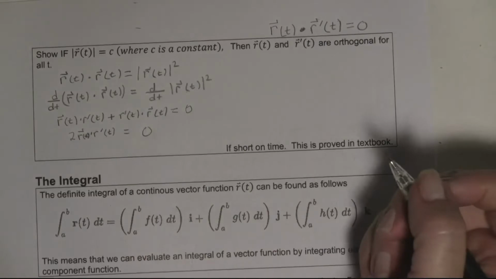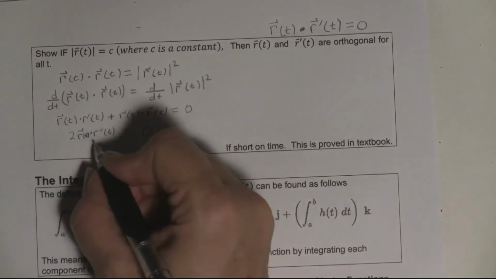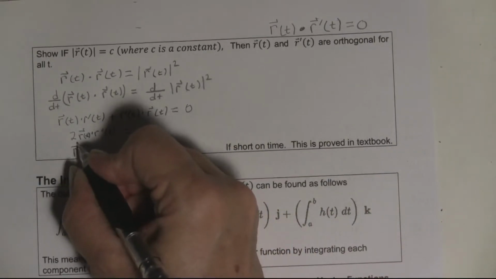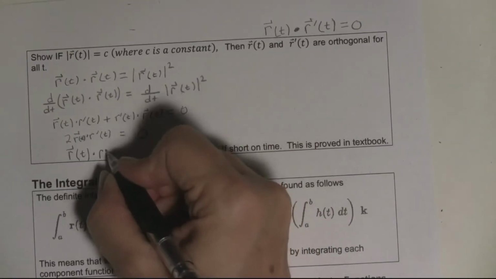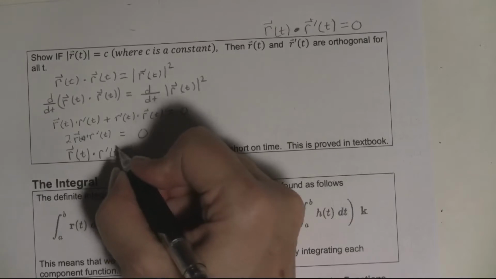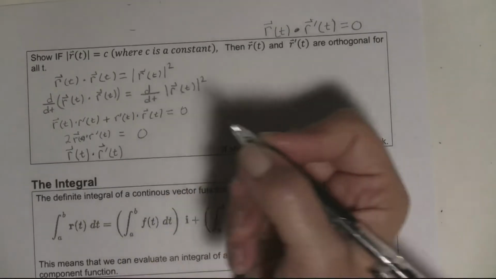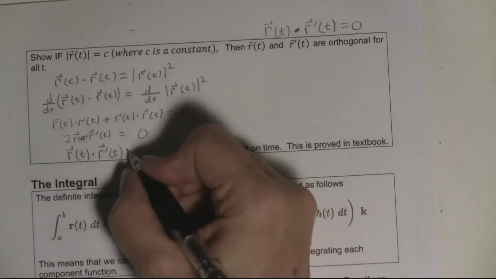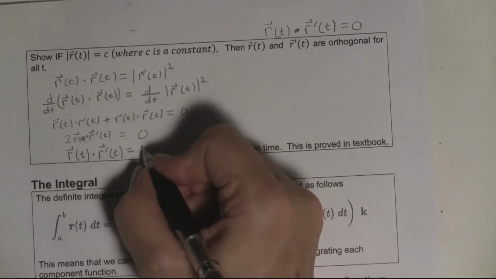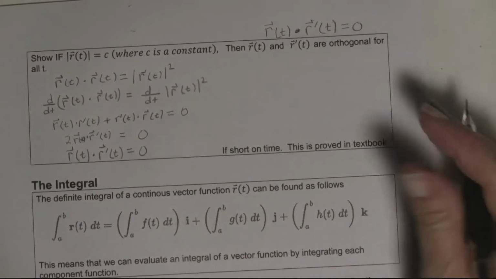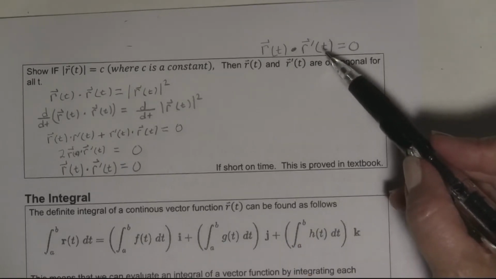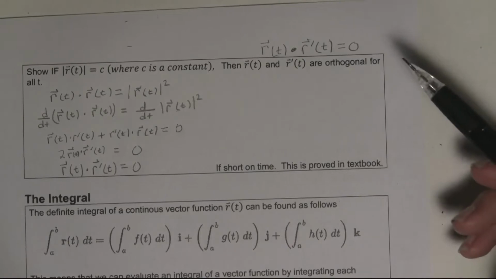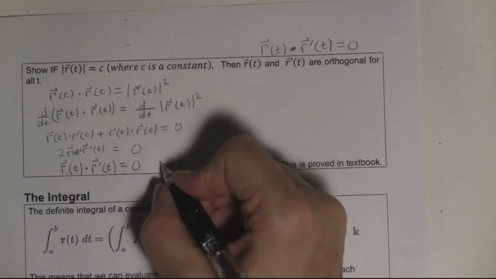And then all of a sudden you see what I have. If I divide both sides by 2, I have r prime at t dotted with r at t equal to 0. All I needed to show that they were orthogonal is that if I dotted them together, their dot product was 0, so thus they're orthogonal.